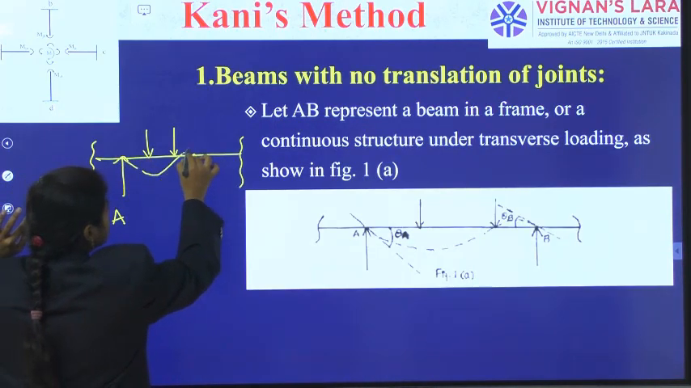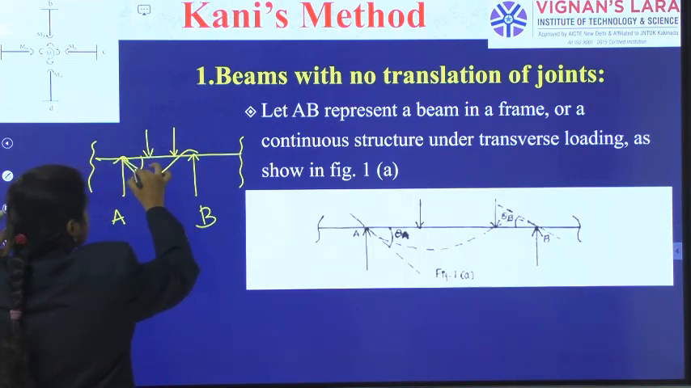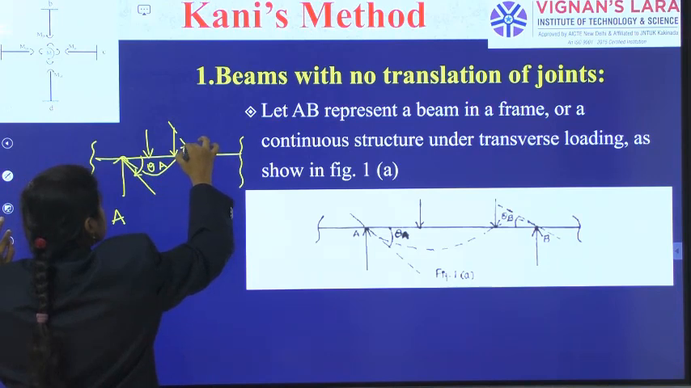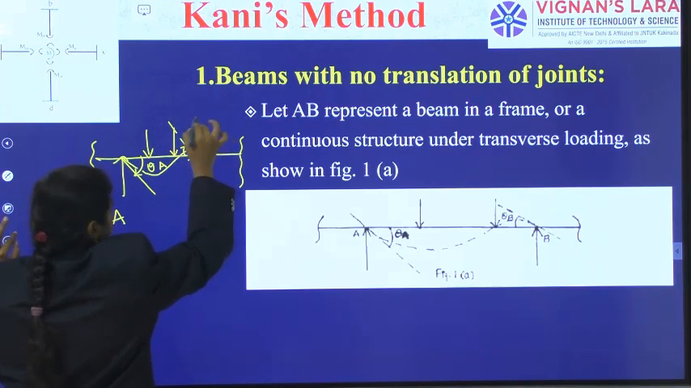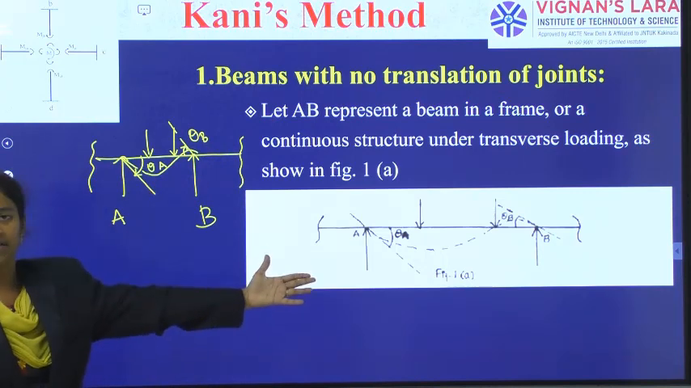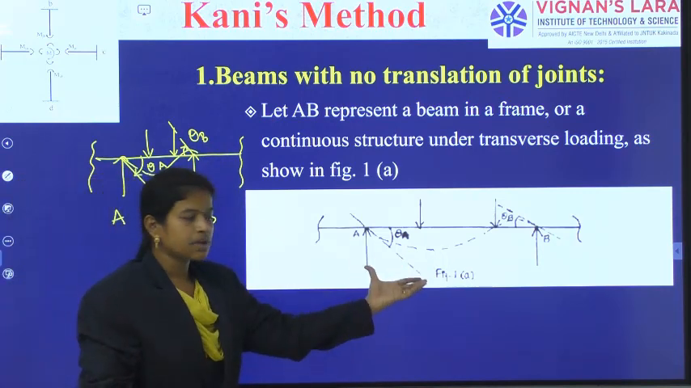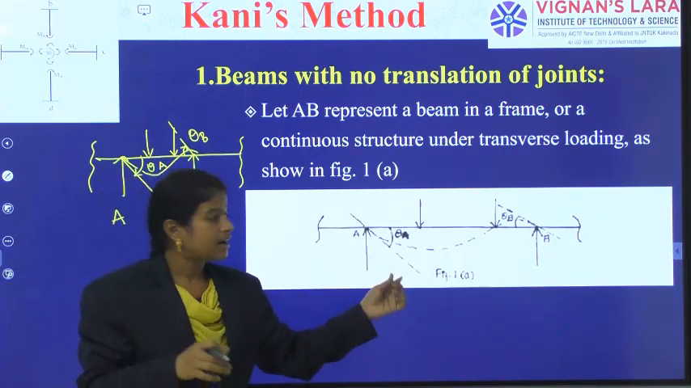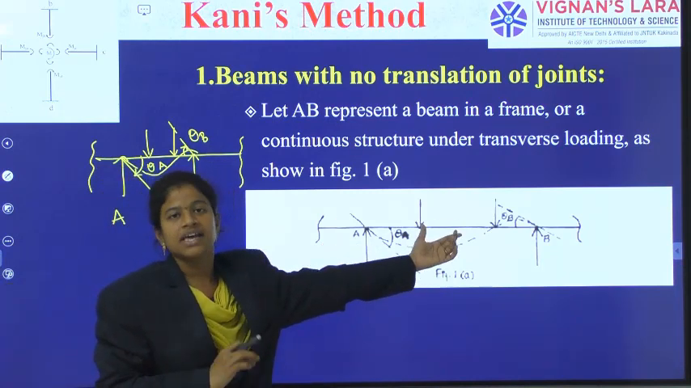I am indicating it as theta A, and here I am observing some slope, which I am indicating as theta B. So some slopes were there at the points. This is the indication we have given in the picture. We are having some continuity or some span. This is not a particular fixed span, and in that I have considered a part which has some transverse loading.